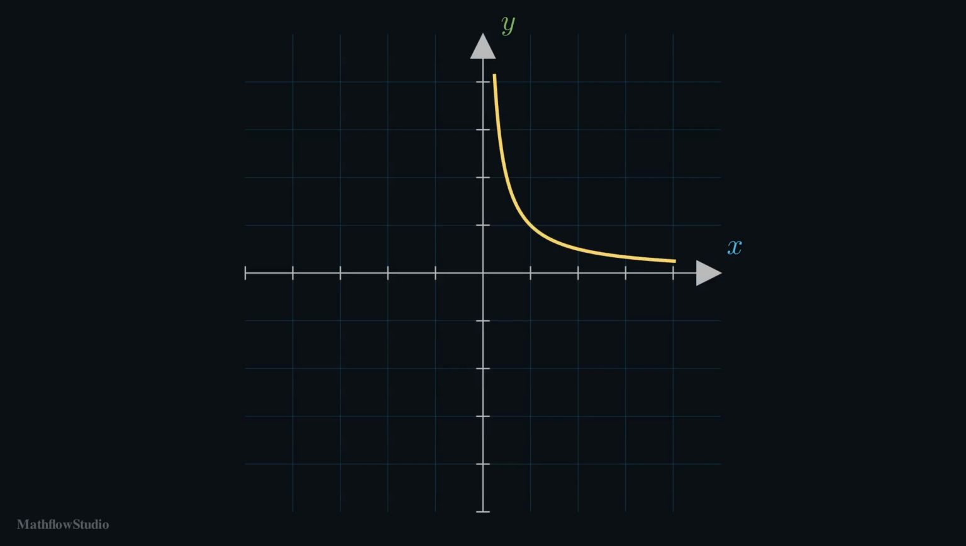For positive inputs, the graph bends downward through the first quadrant. For negative inputs, a matching branch appears in the third quadrant. There is no graph on the y-axis because x is never allowed to be 0.